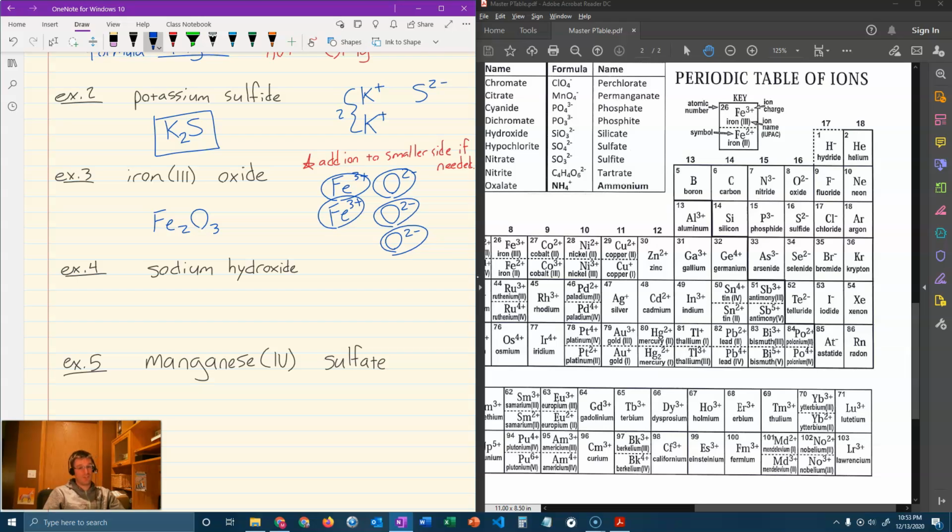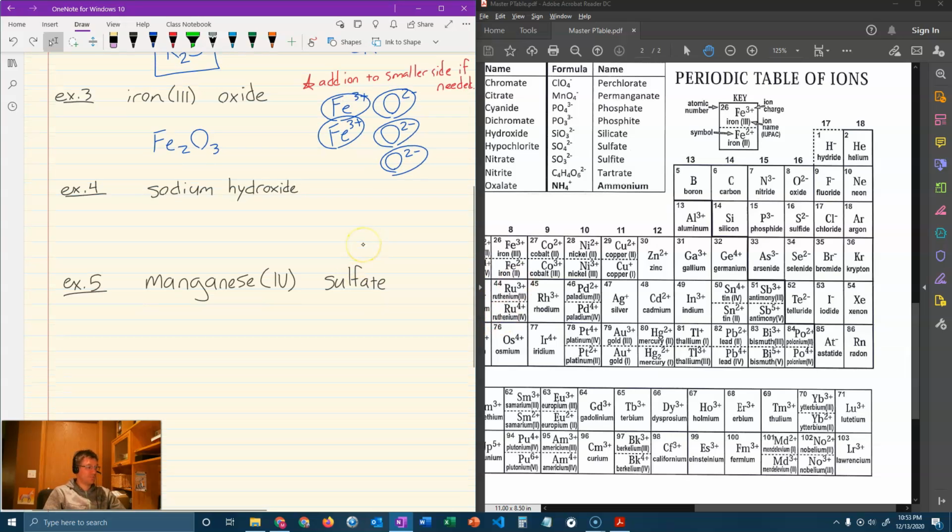Okay, there's a difference, remember, between the subscripts and the charges. You'll notice in a lot of cases they're reversed. Not always, but usually, right? Fe had the 3 plus charge, but there's only 2 of them. Oxide had the 2 minus charge, but there's 3 of them. So it's like the charge is flipped there. Interesting. Let's try another one.